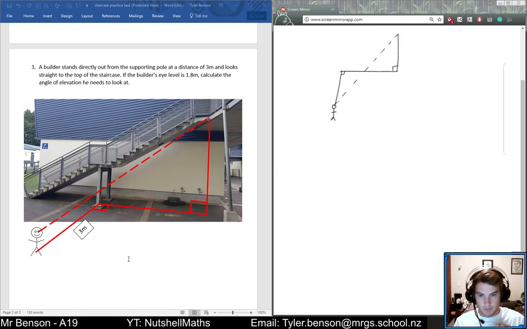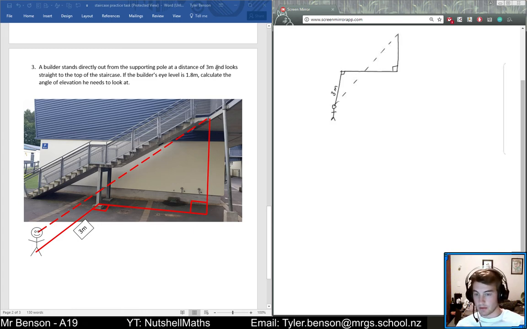Right, hopefully this looks okay. Let's add on some bits of information. This is 3 meters. Okay. Now, that's all it says. It also, let's read the sentence. A builder stands directly out from the supporting pole at a distance of 3 meters.